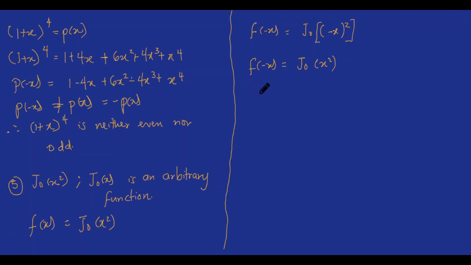So this shows that f of x is equal to f of minus x. Therefore, g naught of x squared is an even function. And this is regardless of whatever function g naught of x is, because we've just established that we don't need to know the function that g naught of x is to be able to determine whether g naught of x squared is an even or an odd function.